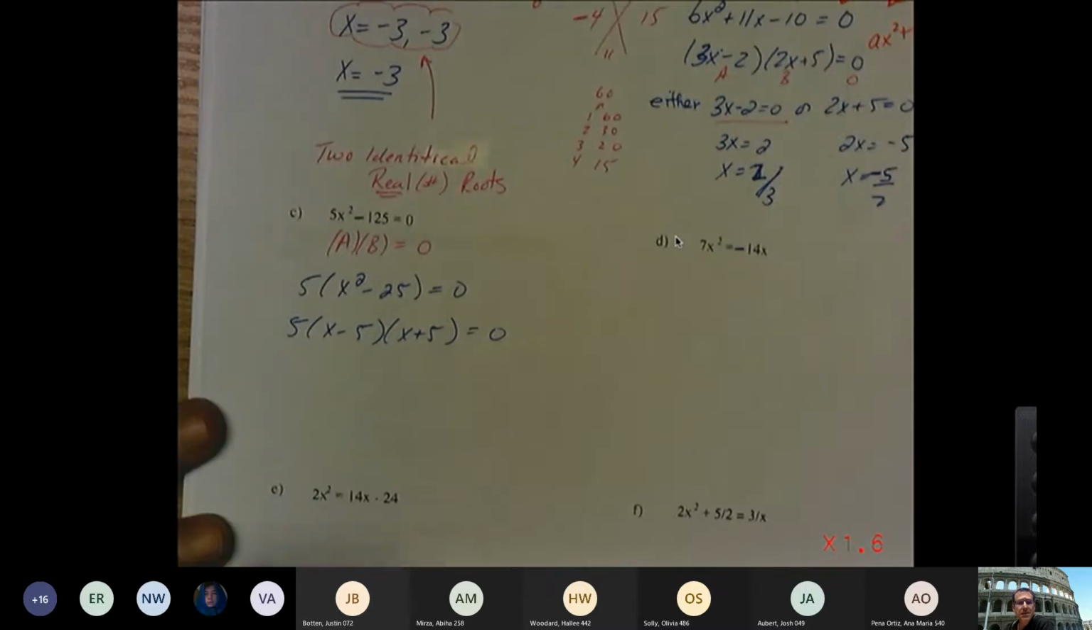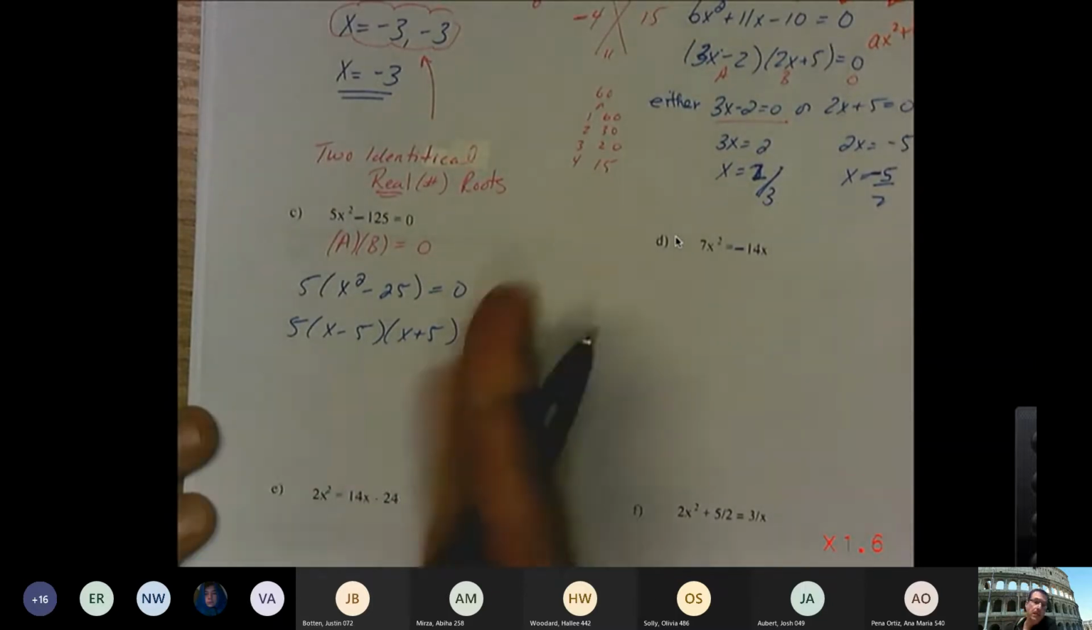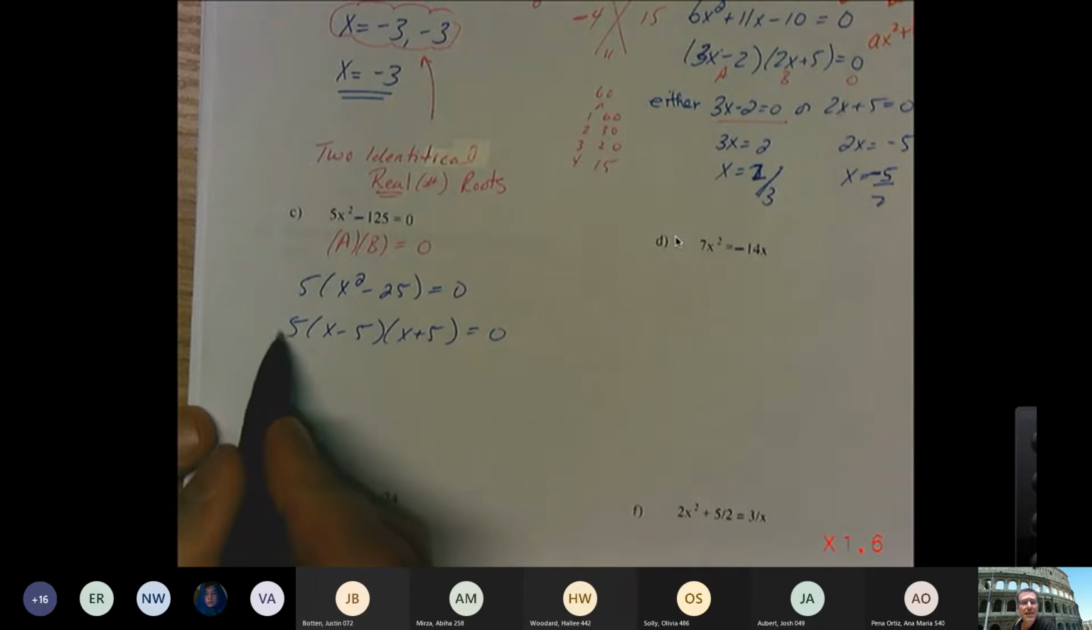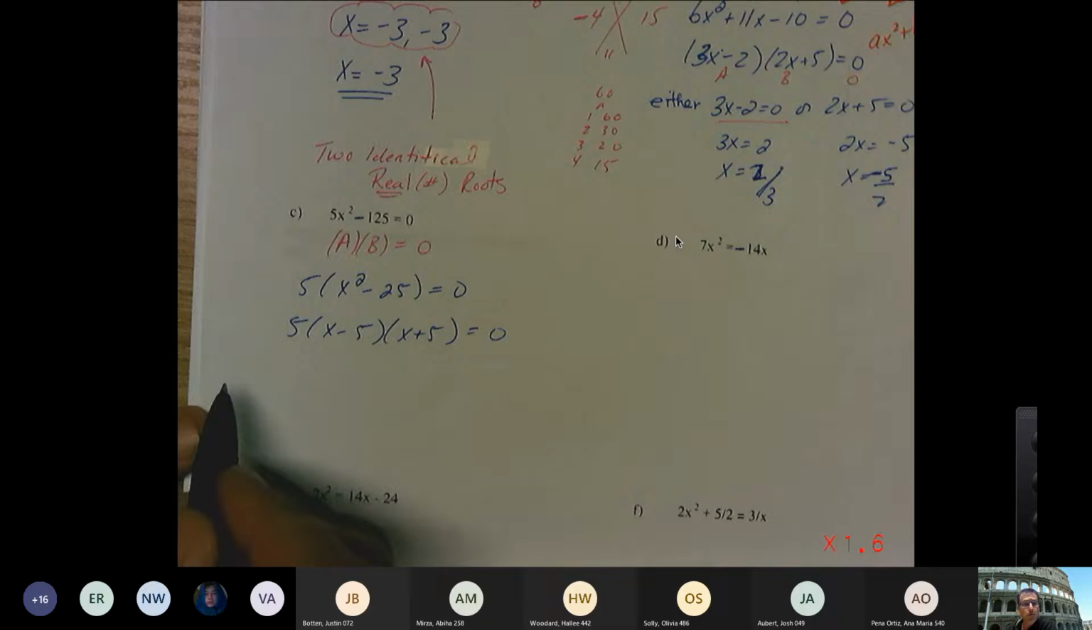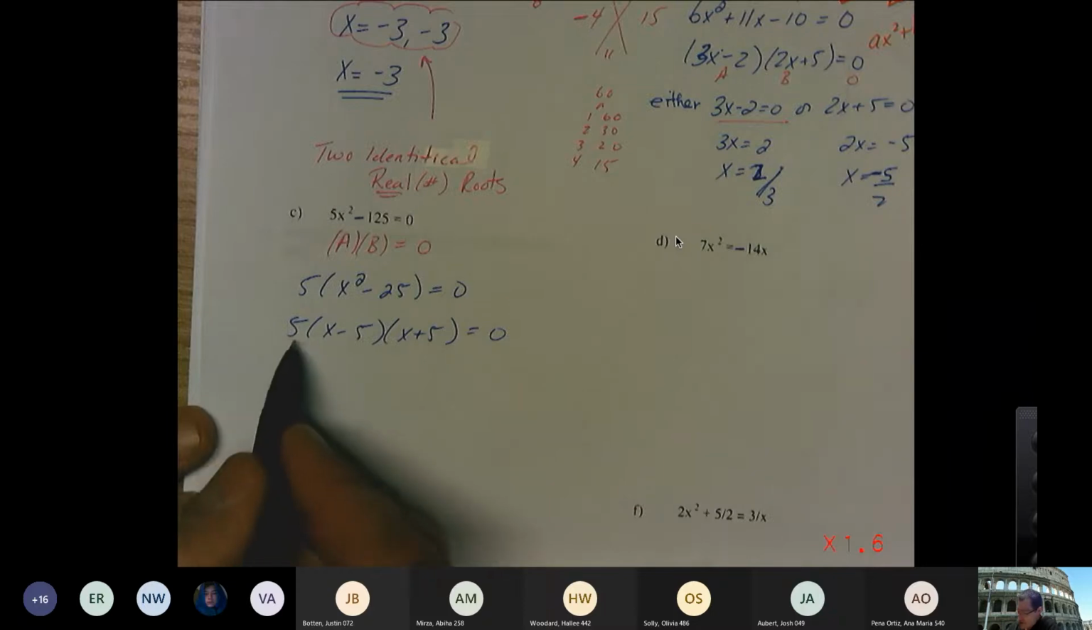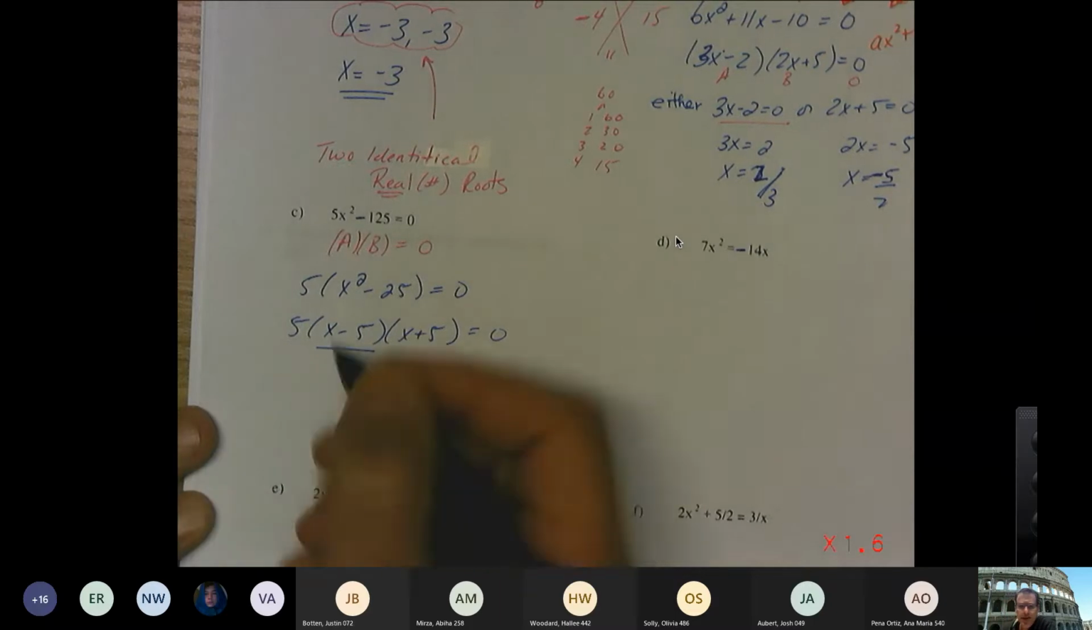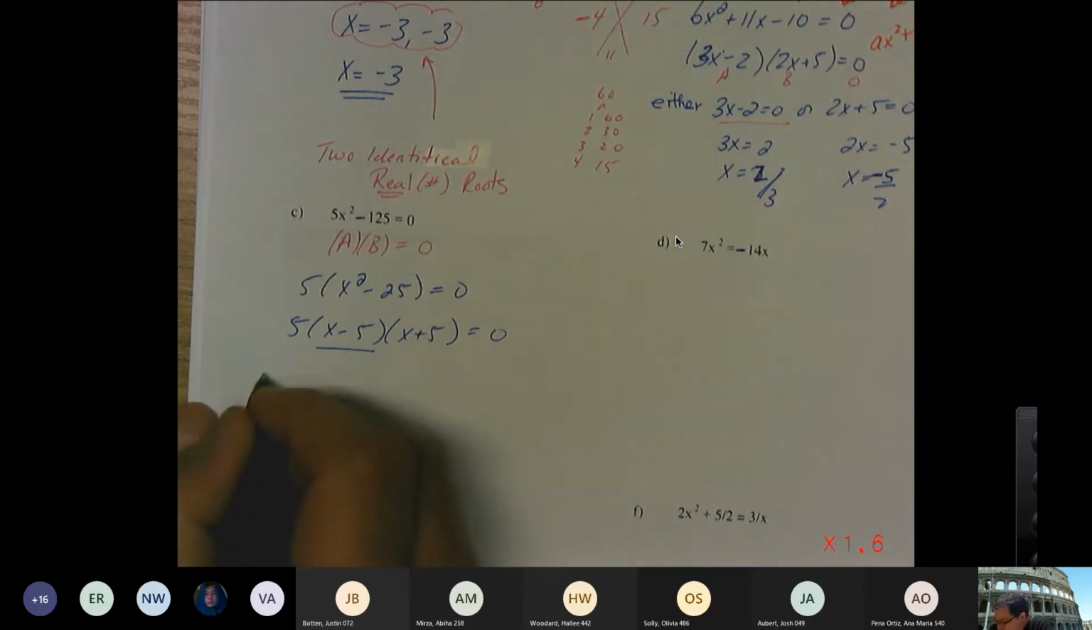And now when we set this equal to 0, there's a couple ways you can think about this. Is there any value of x that's going to make 5 equal 0? And the answer is no. There's no value of x that's going to change 5 to 0. So that's not even in the game. We're not going to play with that anymore.